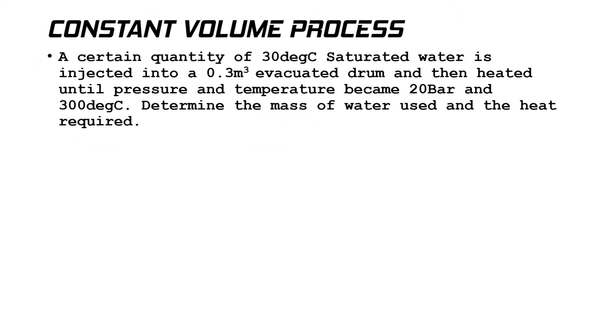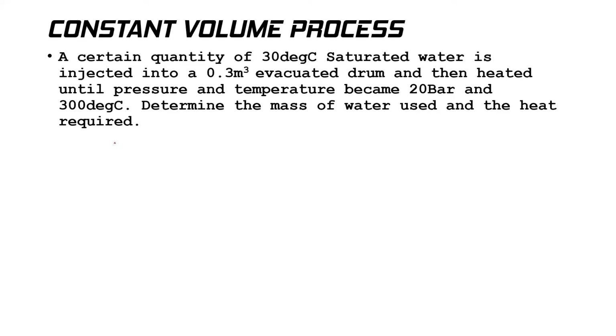Example number 1: a certain quantity of 30 degrees saturated water is injected into a 0.3 cubic meter evacuated drum and then heated until pressure and temperature became 20 bar and 300 degrees C. Determine the mass of water used and the heat required.